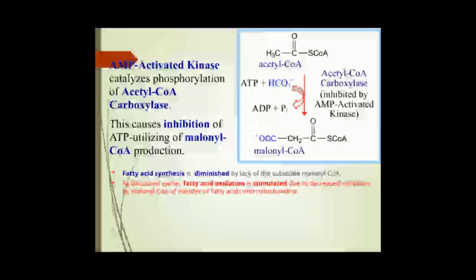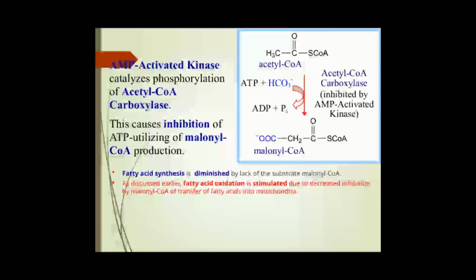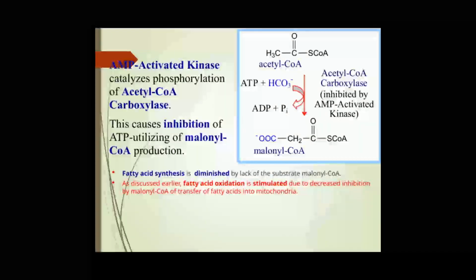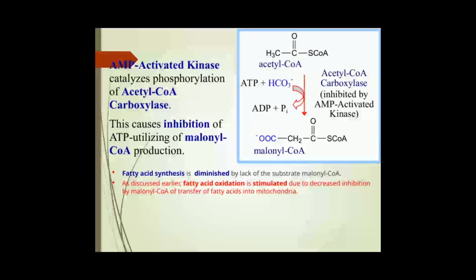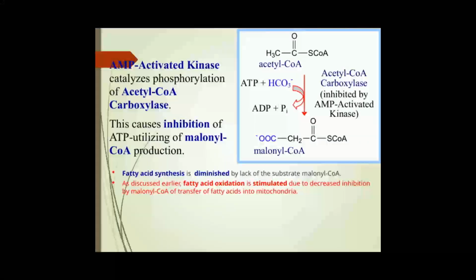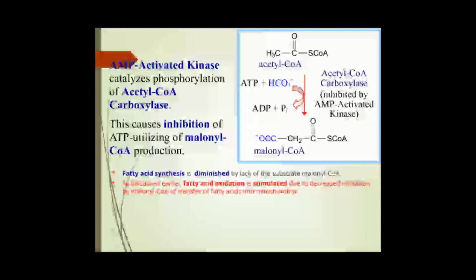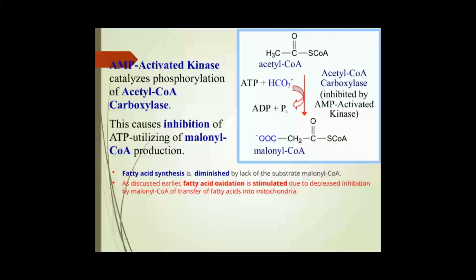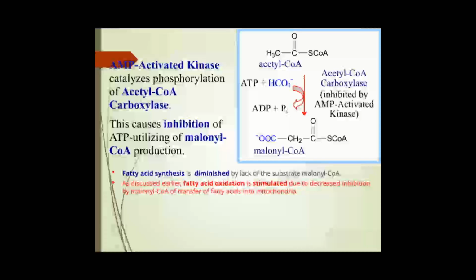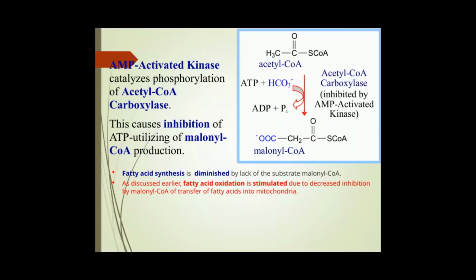And here's the interesting part. This reduction in malonyl-CoA doesn't just slow down fat synthesis. It also stimulates fatty acid oxidation. That's because malonyl-CoA normally inhibits the transfer of fatty acids into the mitochondria for oxidation. When malonyl-CoA levels drop, this inhibition is lifted, allowing fatty acids to be transported into the mitochondria, where they can be broken down for energy. So overall, this mechanism highlights how the cell tightly regulates energy production and storage, especially during energy scarcity, by switching from fatty acid synthesis to fatty acid oxidation. It's a fine example of the cell's adaptive strategies to maintain energy balance.